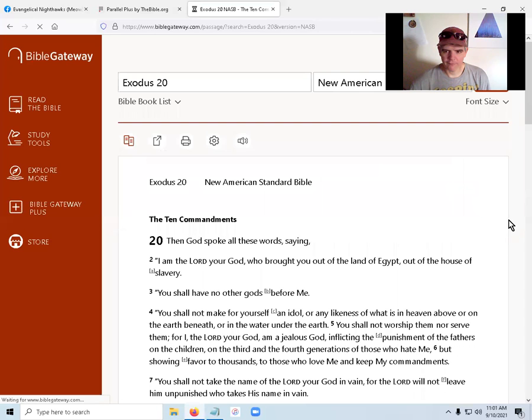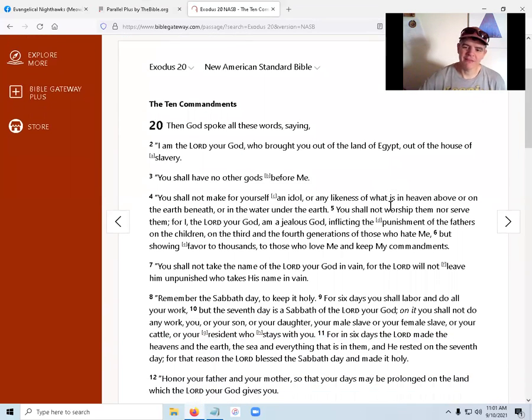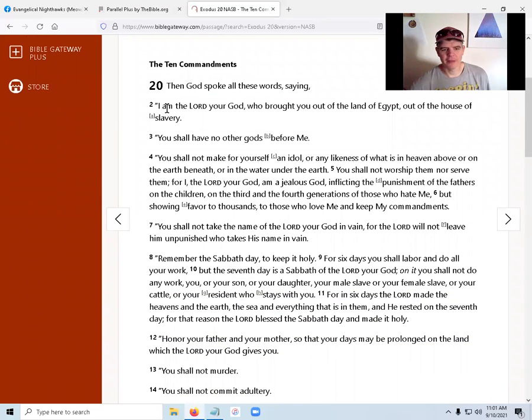Let's see. Chapter 20. The Ten Commandments. Here's some actual law. I am the Lord your God who brought you out of Egypt, out of the house of slavery. So there's a mountain, there's smoke and stuff on the mountain. You shall have no other God before me. You shall not make for yourself an idol. You shall not worship them nor serve them. Then he explains stuff about the law.